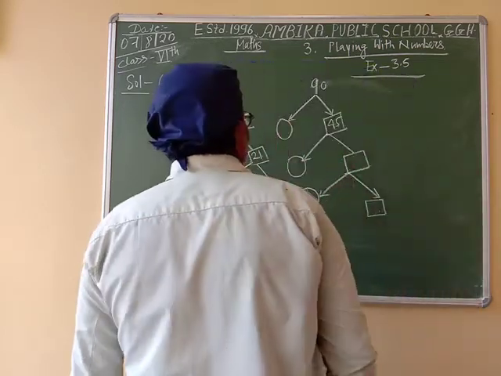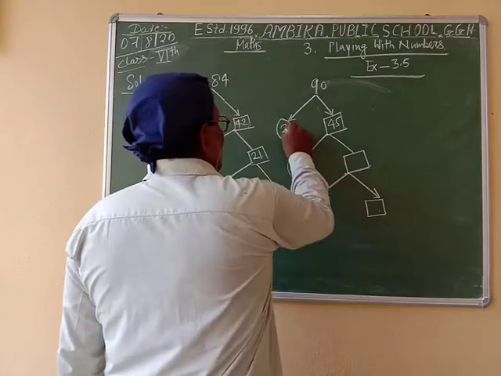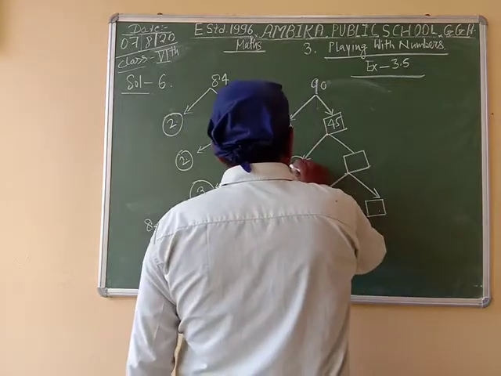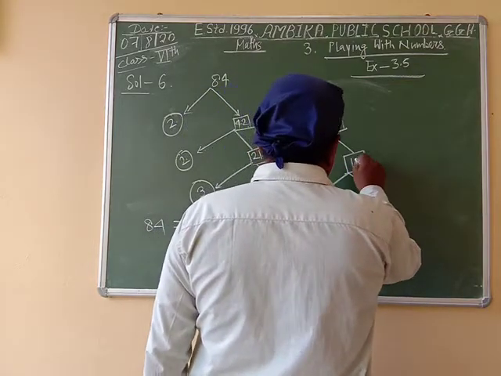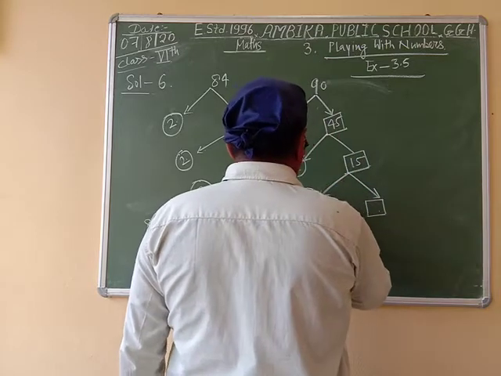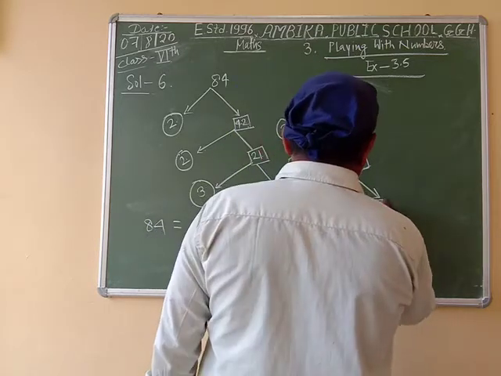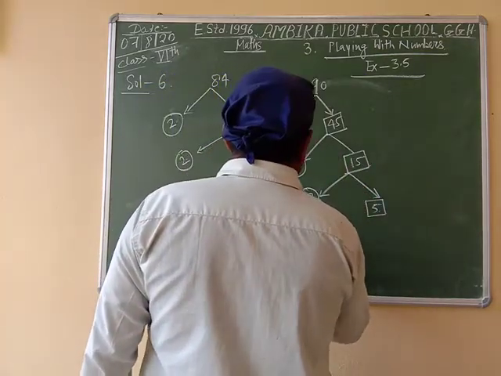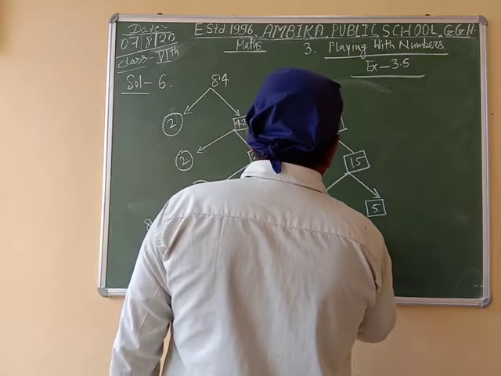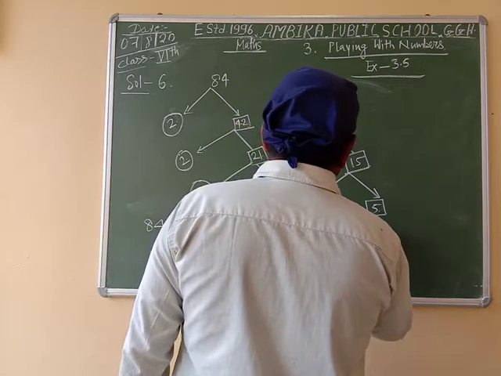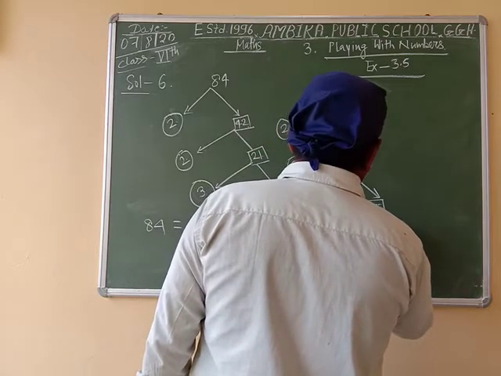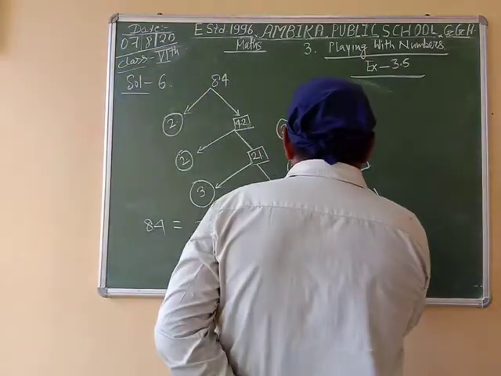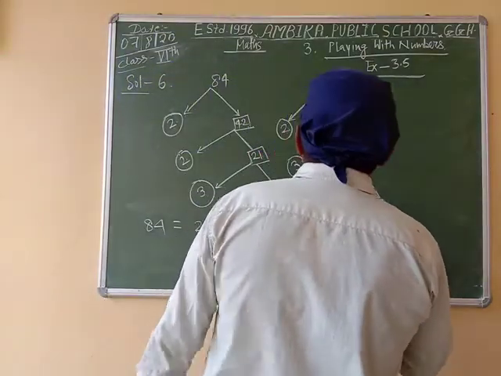First of all, we divide 90 by 2. 45 as a quotient, and also dividing 45 by 3, we get 15 as quotient. Dividing 15 by 3, we get 5 as quotient. So the prime factors of 90: 90 is equal to 2 into 3 into 3 into 5.